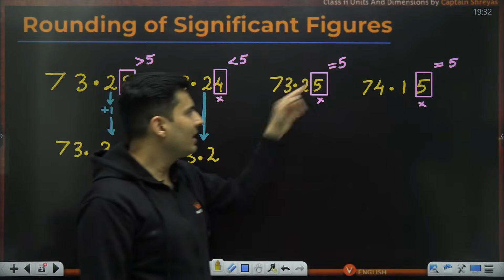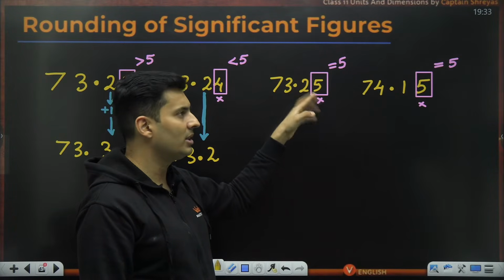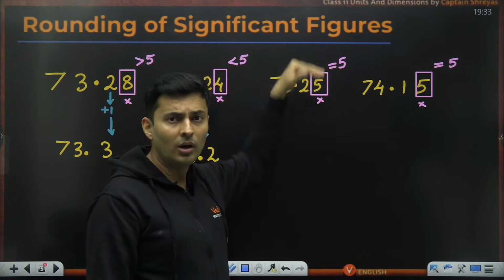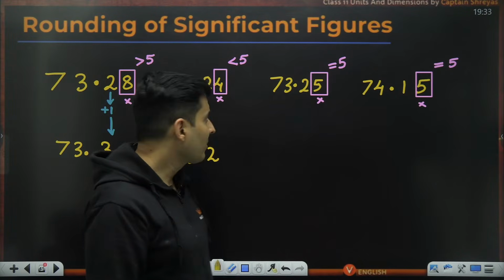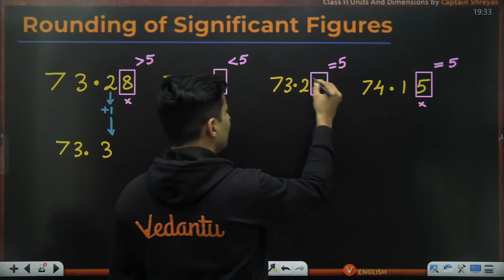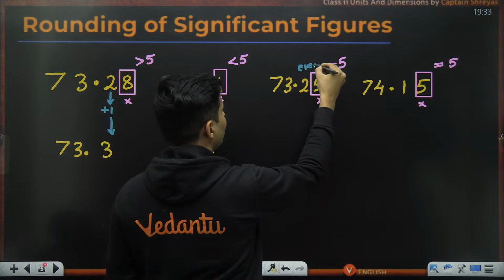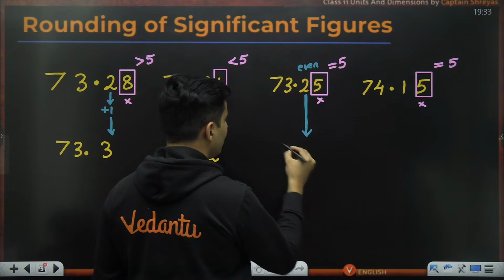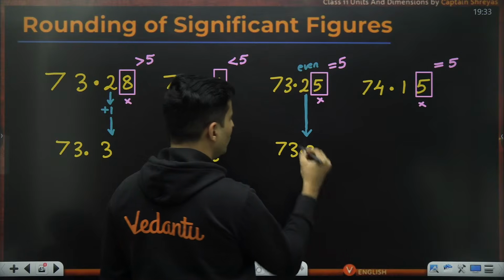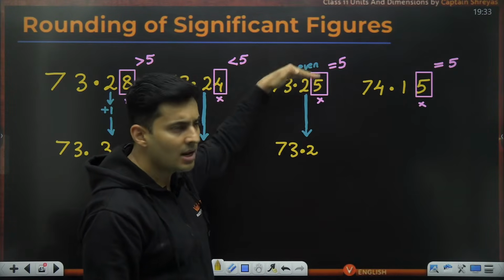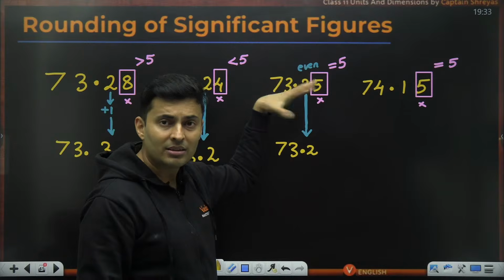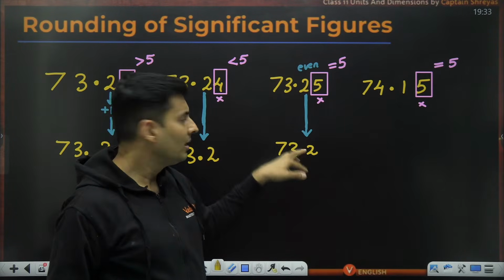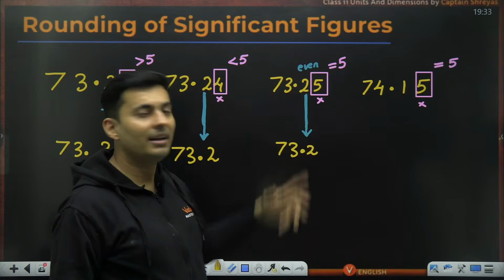Makes sense. But here comes the problem, because 0.25 is equally close to 0.30 and 0.20. Which number do I choose, 30 or 20? Always make it even. That's the rule. In this case, 2 is an even digit, so the moment it is even, just write it down as it is. Don't change anything. So this will be 73.2, because 25 is between 20 and 30. 2 is even, 3 is odd.